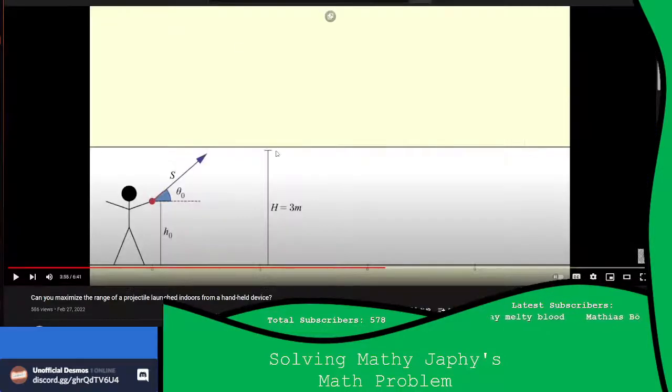All right. What else? How might we go about finding a formula to relate the height and the angle? Because we need the launcher to give the projectile just enough energy to reach the ceiling.